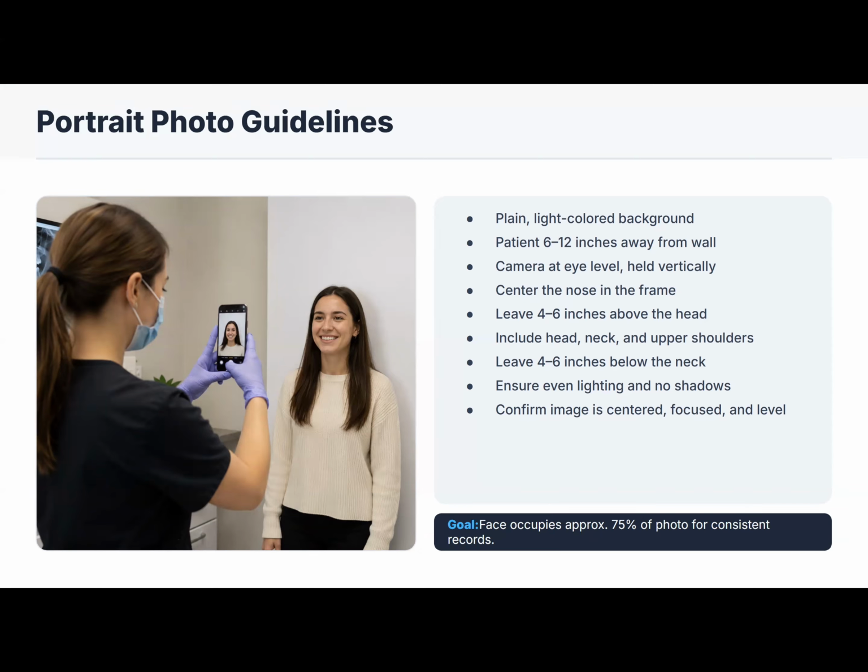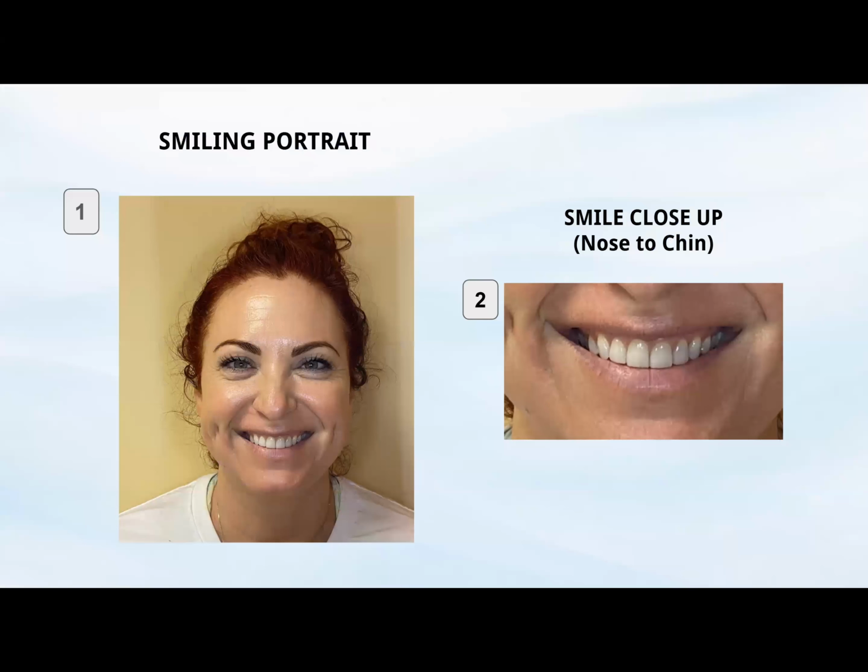Make sure that the camera is centered. You can use the tip of the nose as the center of the frame. And once you make sure that the face is in focus and there's no weird lighting on it, then you can actually take the snapshot. This is roughly what the first picture is going to look like, and that's what we call the smiling portrait or the front face picture.